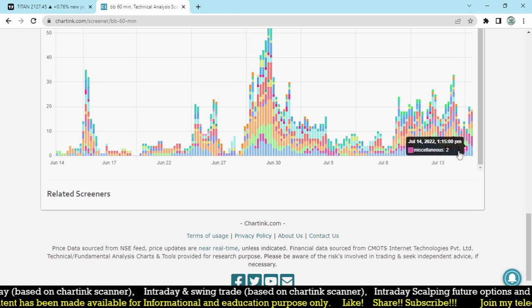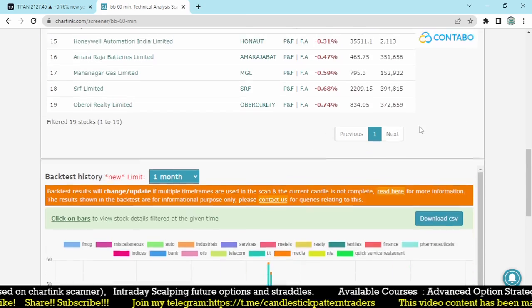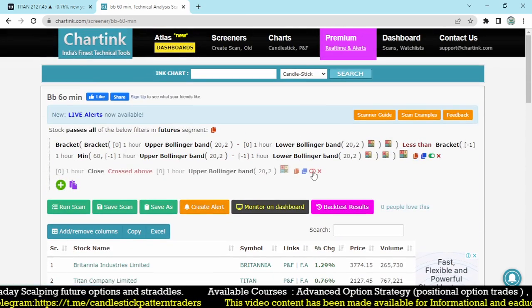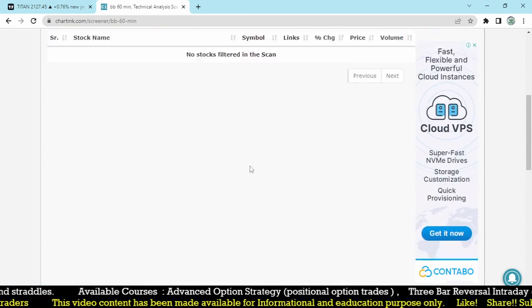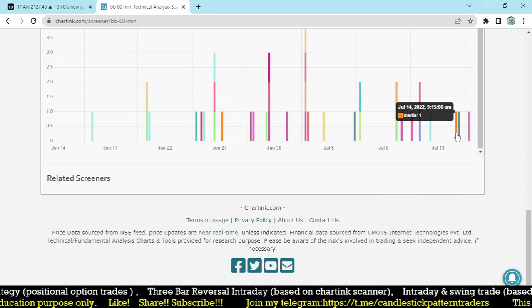This many stocks, every hour we got almost 10-15 stocks. It is tough to do the trade. So let me find out whether these conditions will help you make such a trade. We have only a few stocks around 9:15 on 14th July today.